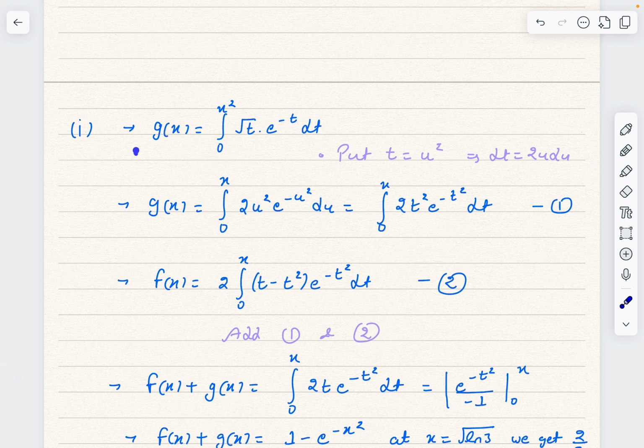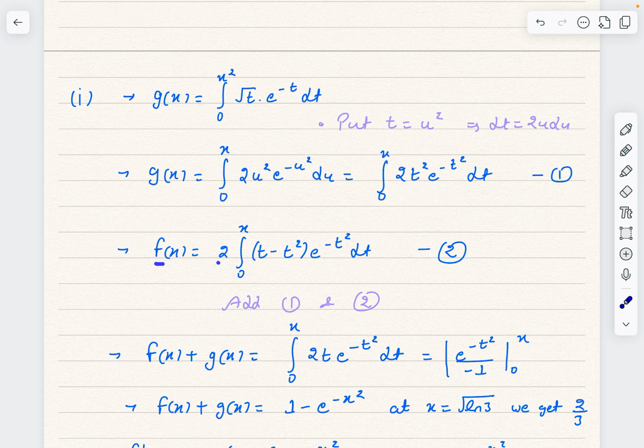G of x is given as 0 to x square root of t e power minus t dt. I'll put t as u square here, dt will be 2u du. So g of x will come out to be 0 to x 2u square e power minus u square du, and then we can convert u into t also, just write u as t. So 0 to x 2t square e power minus t square dt. Next, f of x is 0 to x t minus t square e power minus t square dt.